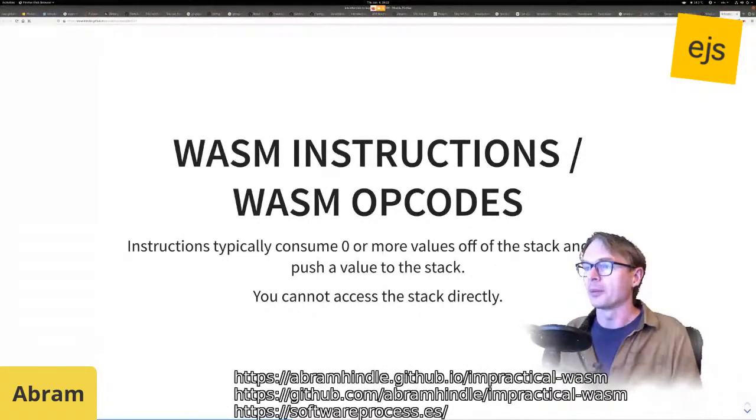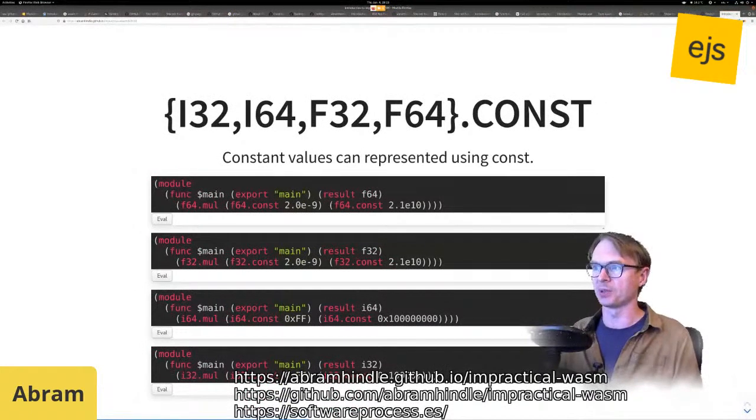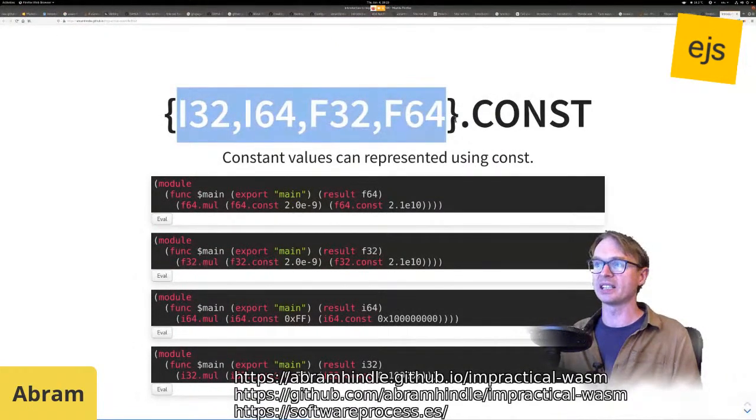All right, so we're going to talk about instructions and opcodes. Typically, instructions consume 0 or more values off of the stack, and often they push a value onto the stack. Not all the time, but sometimes. And you can't really access the stack directly, but you can push and pop to it. So first and foremost is, how do you make values? Well, .const. And you prefix .const with the data type that you want.